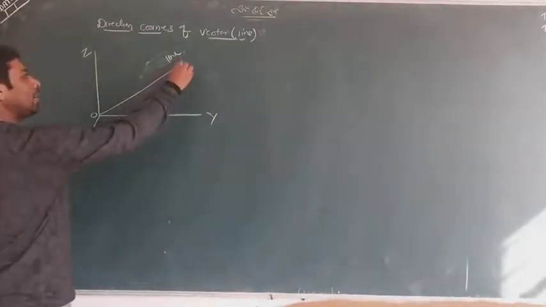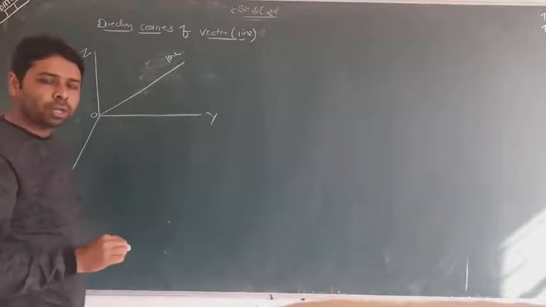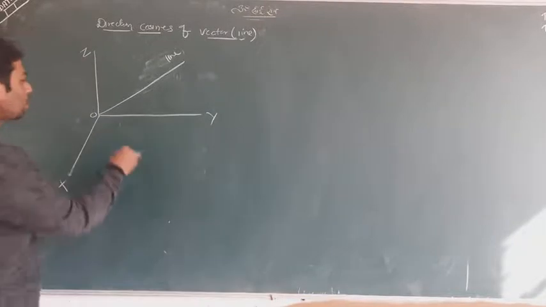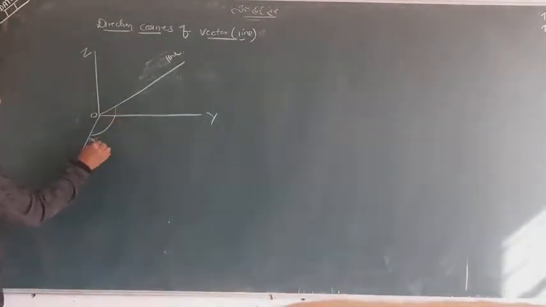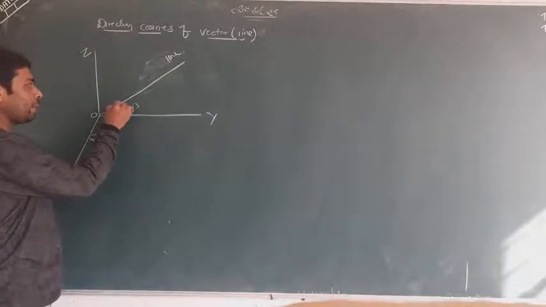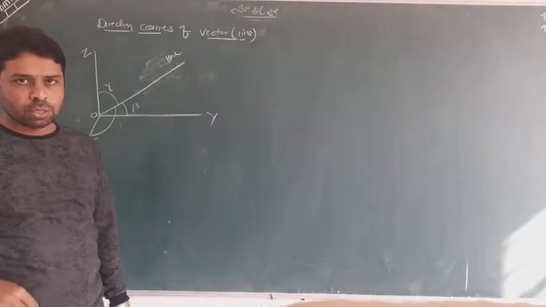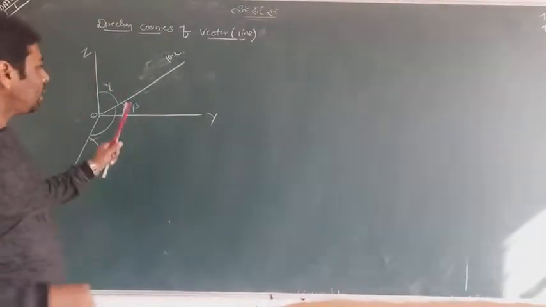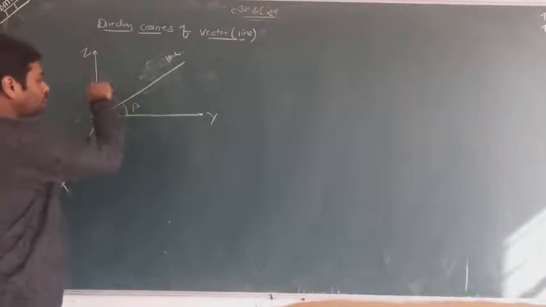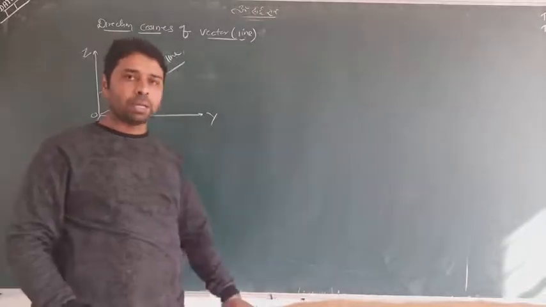Now students, I taught you this line is making angles with the positive directions. The angle with the positive direction of x is called alpha. So right here I will mark it as alpha. This looks very awkward, but it is correct. And this is beta and this is gamma. Now these three angles we have to focus on. Again I tell you, these are the three positive directions of the axes, and with them the line is making angles alpha, beta and gamma.